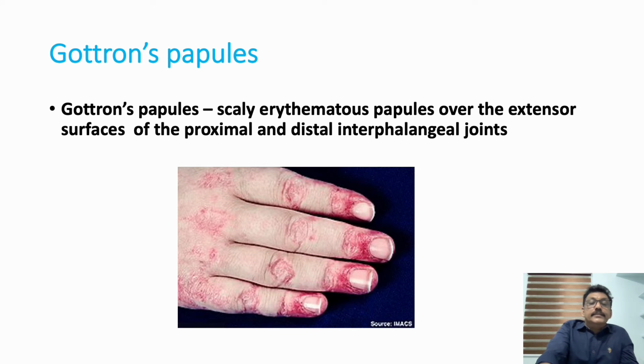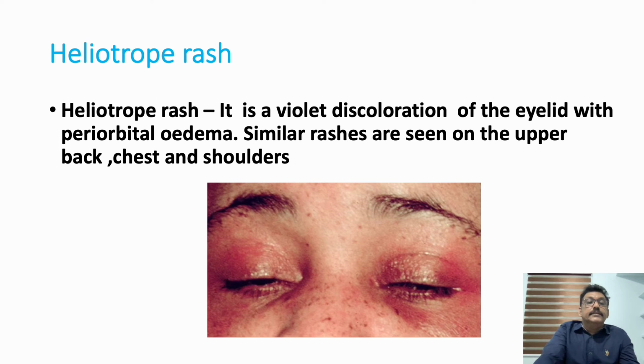Now these are some of the changes you can see in dermatomyositis. One is Gottron's papule, scaly erythematous papules over the extensor surfaces of the proximal and distal interphalangeal joints. This is very classically seen in white-skinned people, but in a normal Indian patient, it will be difficult to identify this type of change. But this can be seen in many patients who have dermatomyositis.